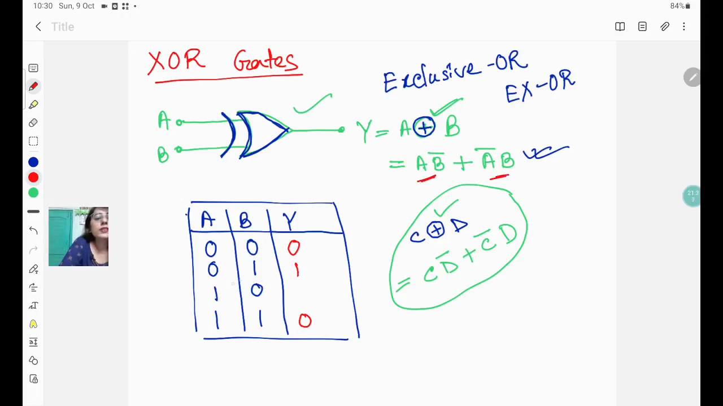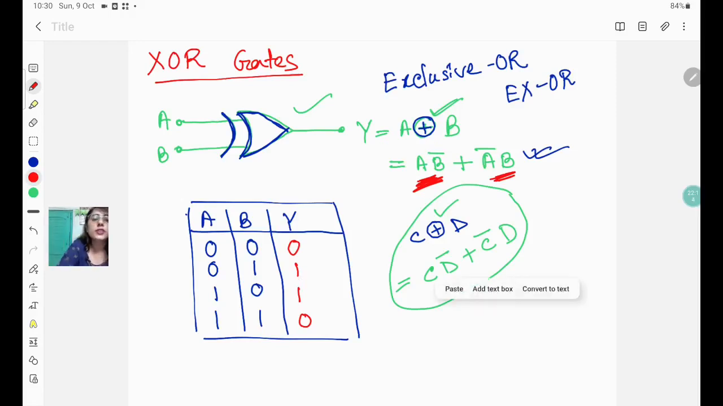Okay, 1 and 0, if A is 1, B is 0, then it will be 1. Anyways, 1 plus 0 will be 1. So from the truth table you can see that the output is 1 when the inputs are unequal. That is, one of them is 0 and the other one is 1. Right? And if both of the inputs are equal, that is both of them are 0 or both of them are 1, then the output will be 0. Only the output will be 1 if both the inputs are not equal, that is, they are unequal.